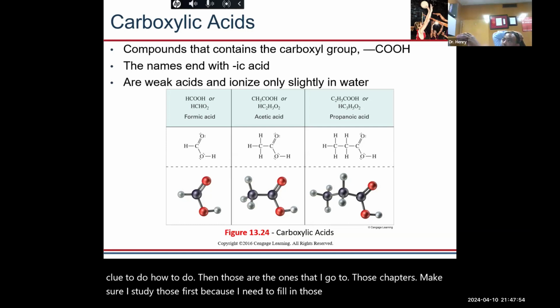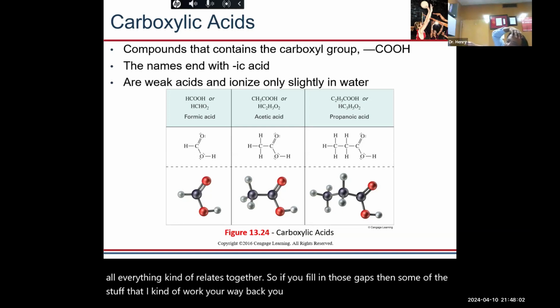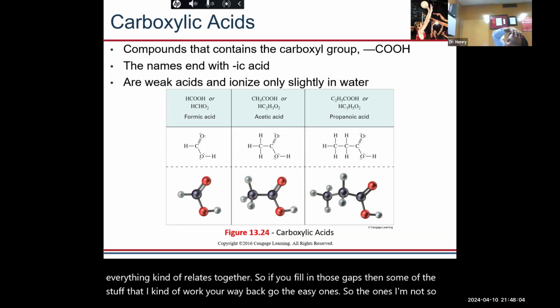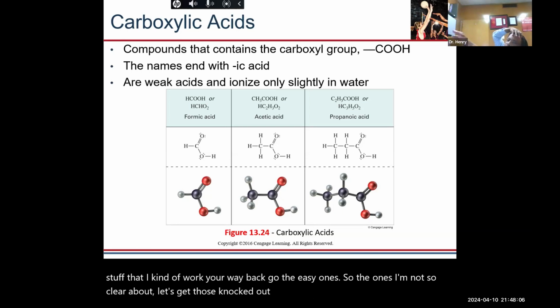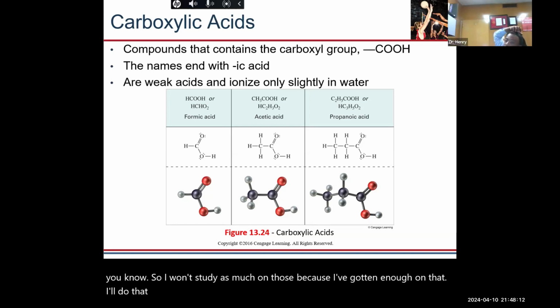And typically everything kind of relates together. So if you fill in those gaps, then some of the stuff falls into place. I work my way back, go for the easy ones. The ones I'm not so clear about, let's get those knocked out first. The ones that I'm more clear about, I won't study as much because I've gotten enough on that. I'll do that at the very end when it's crunch time, right? Just brush up on it.